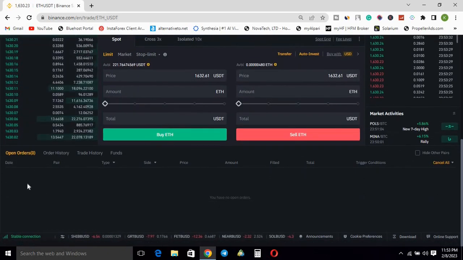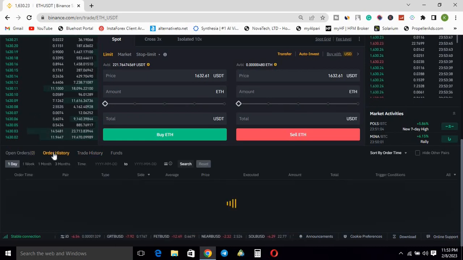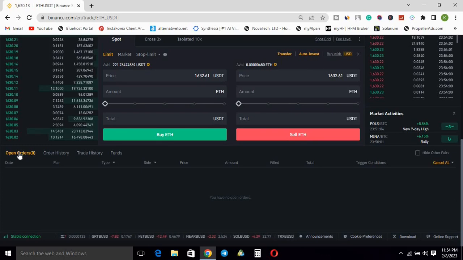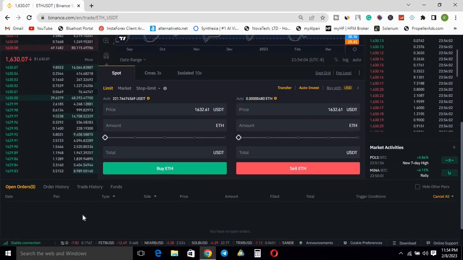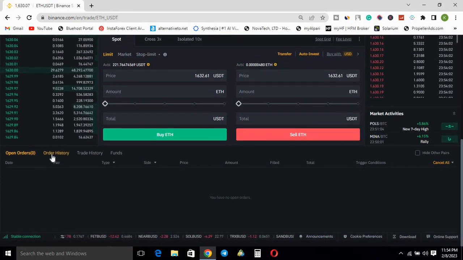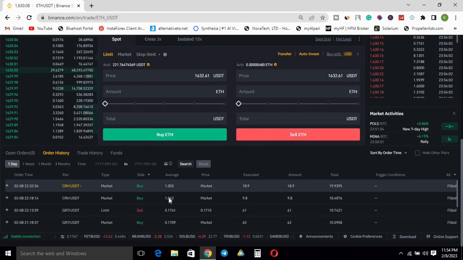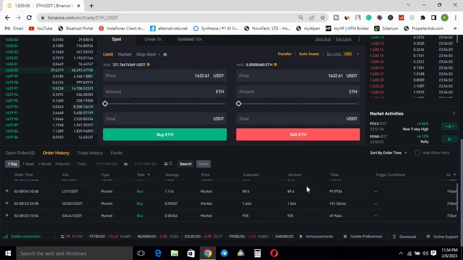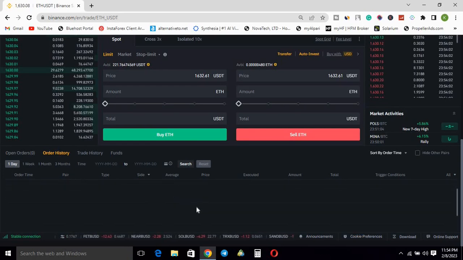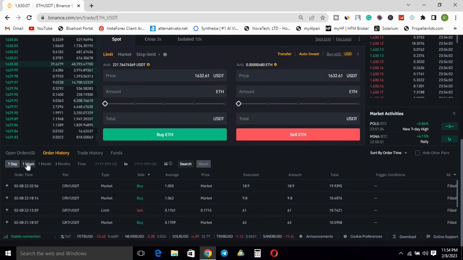Right on this window down here, you'll be able to see your open orders, the order history and the trade history. As you can see with me, I do not have any Ethereum USDT order running right now. But if you check the order history right here, you can see the history of the orders that I have completed in the past. And here you can filter 1 week, 1 month, 3 months, depending on the history that you want to view.